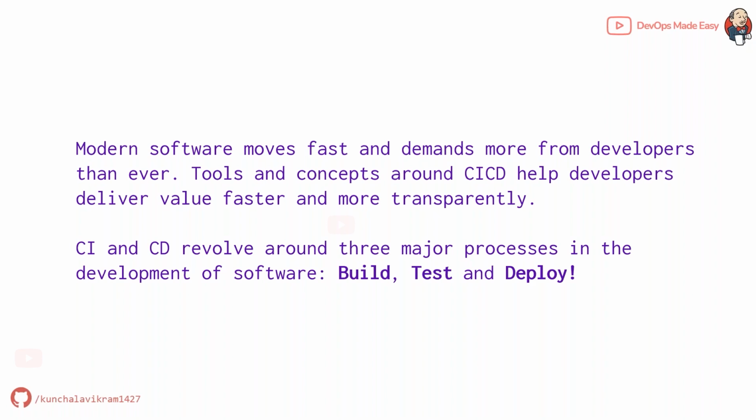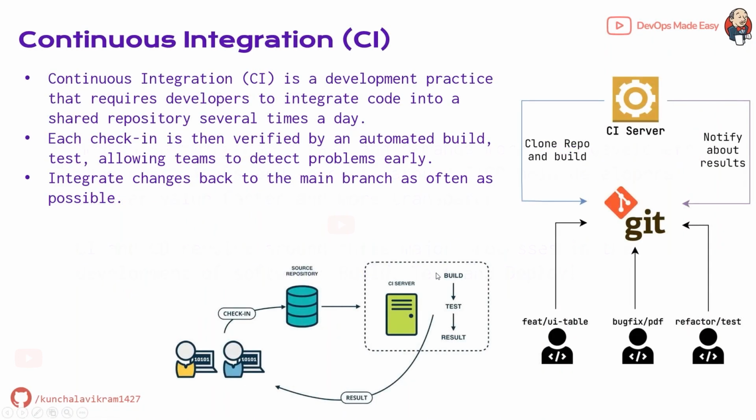The compiling, deployment, etc. Okay, CI/CD revolves around basically three major processes in the software development life cycle. So one is the build, the other one is the test, and the other one is the deploy. So build, we are calling it continuous integration, where we continuously integrate the source code, and then we continuously test it, and we continuously deploy it. Now understand what is continuous integration.